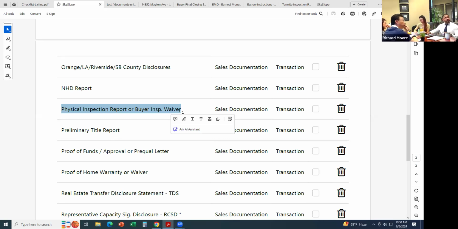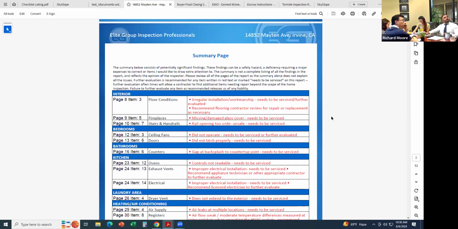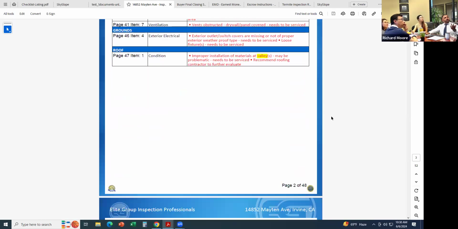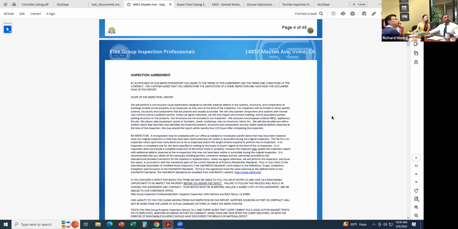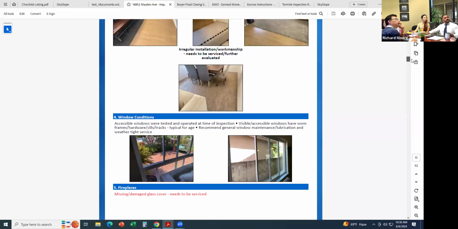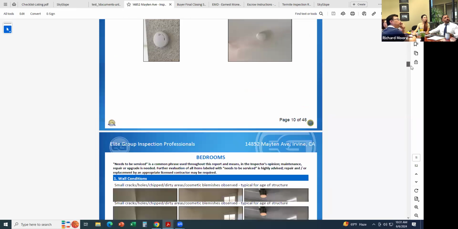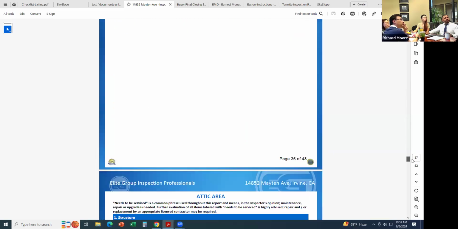So you're gonna hire an inspection company. In this case, I have an example of an inspection. Here it is. And this is what an inspection report looks like. There's some that look a little bit different. So they go through the whole house and they take pictures of certain areas and things of concern. So anyways, this is what the inspection report looks like.